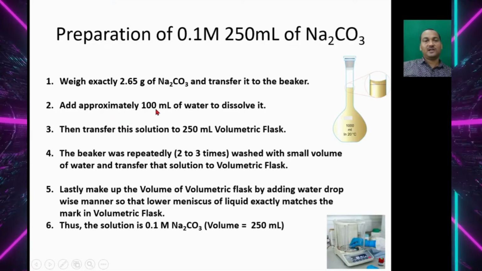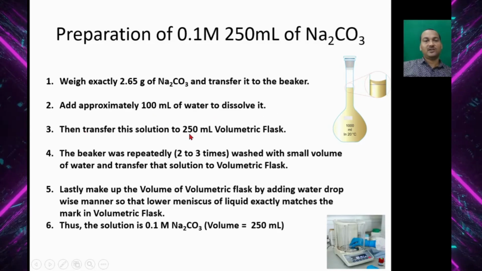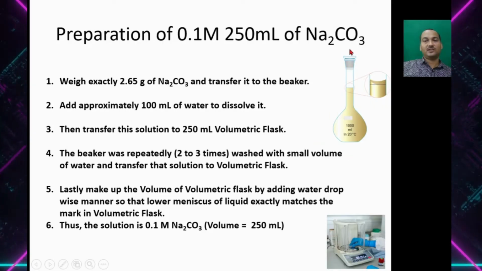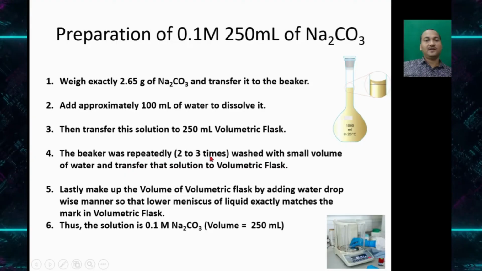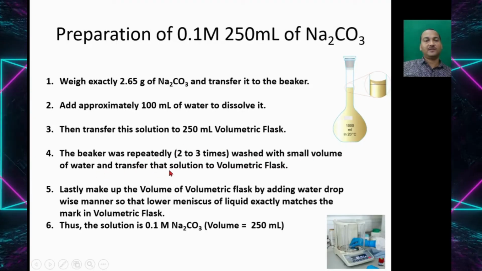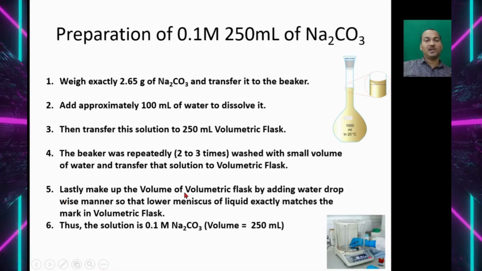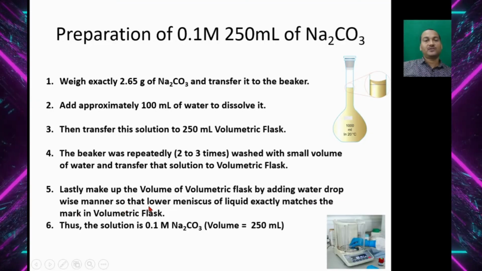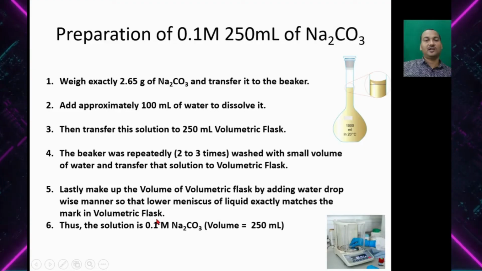Then add approximately 100 ml of water to dissolve it. Then transfer the solution to the 250 ml volumetric flask. So you can see the picture here of the volumetric flask. And the beaker was repeatedly washed 2 to 3 times with a small volume of water and that solution transferred to the volumetric flask. And lastly, make up the volume of the volumetric flask by adding water drop-wise so that the lower meniscus of the liquid exactly matches the mark in the volumetric flask.